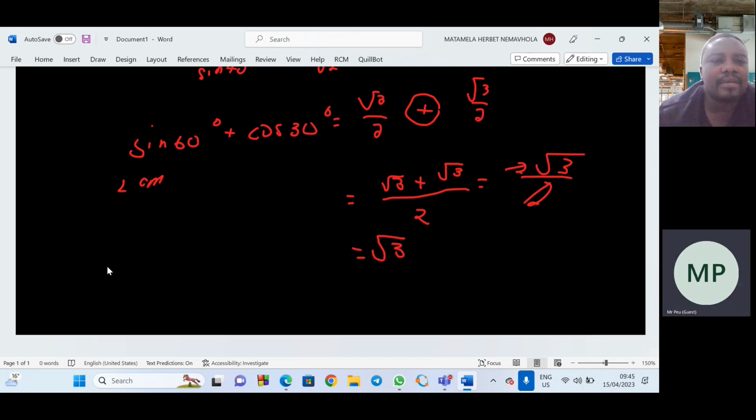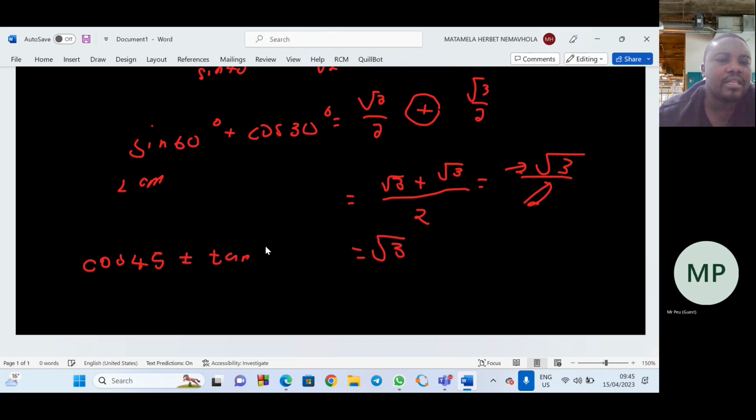Some I can give you something like cos 45 plus or even minus, plus or minus, sine 60, depending on how I'm going to construct them.